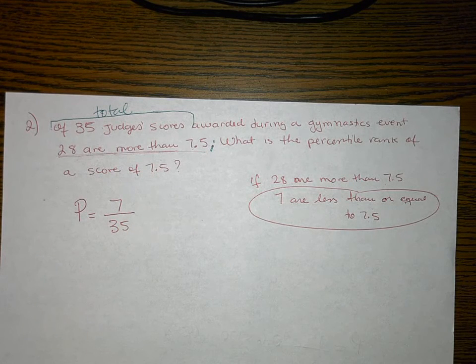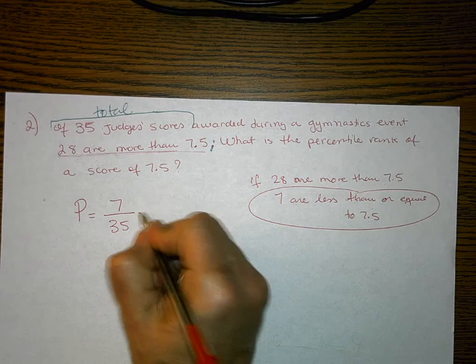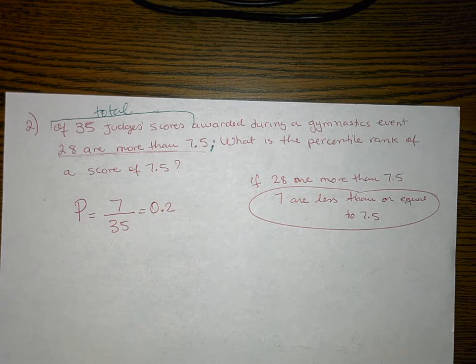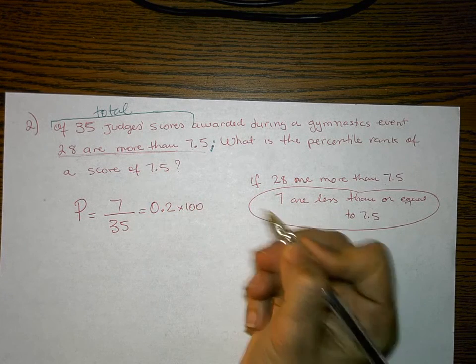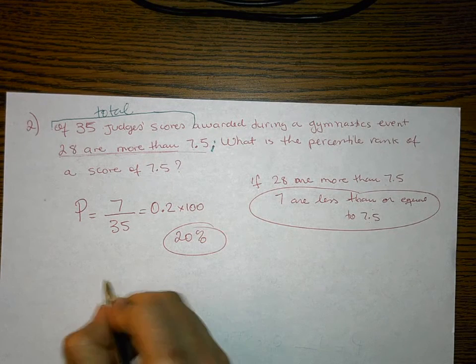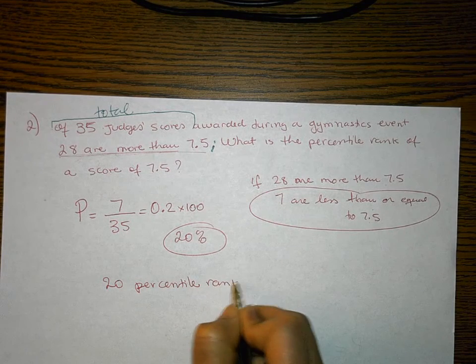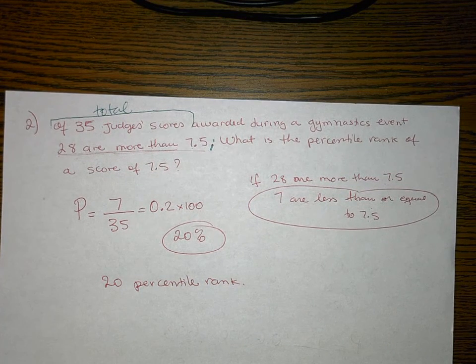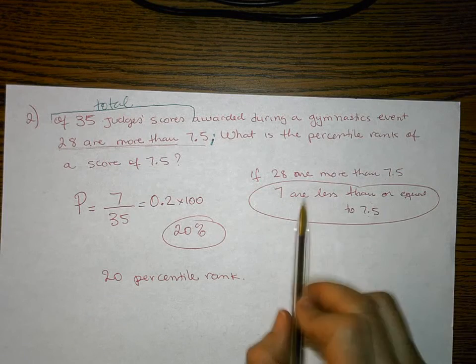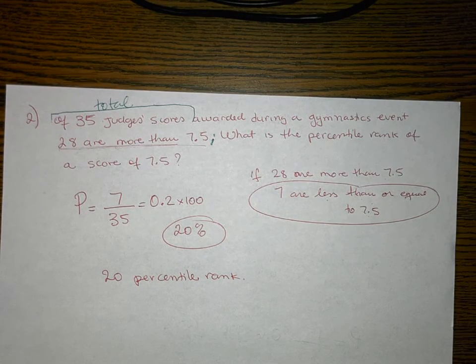When you divide 7 by 35, you get 0.2. All you have to do is multiply by 100, and you get the 20th percentile rank. And that is it for percentile. The magic is less than or equal to. And that concludes our video for 6.3. Good luck. Come and ask me for help. It is always a pleasure to help.